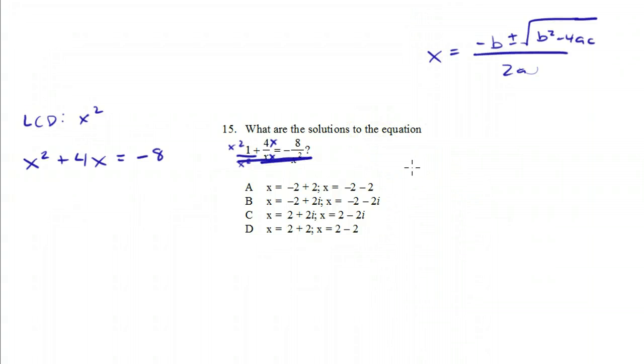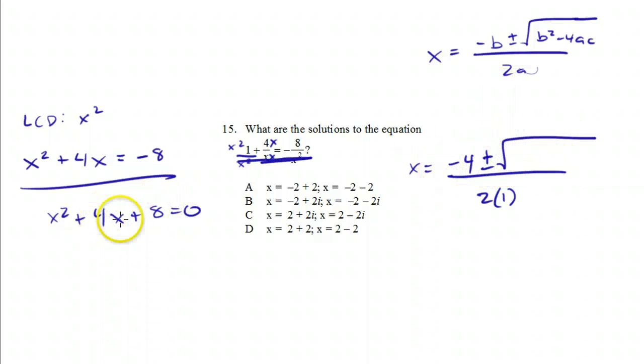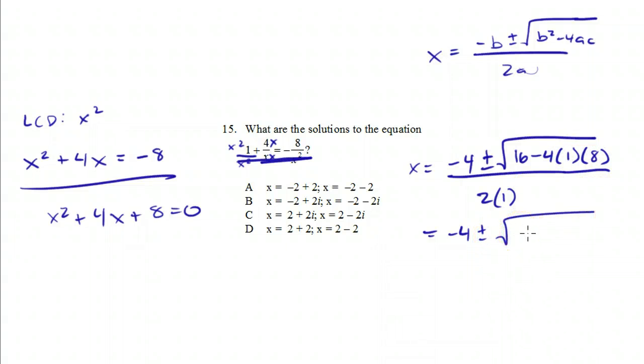So I have x is equal to opposite of b. We're solving this over here. So that's going to be, oops, this is not even right. We have to make it equal to 0. So if I add 8, now it's equal to 0. Now we can do it. So opposite of b is negative 4 over 2a plus or minus the discriminant, which is b squared. That's 4 squared is 16, minus 4 times a, which is 1, times c, which is 8. Working this out, we get, inside I have 16 minus 32 is negative 16.